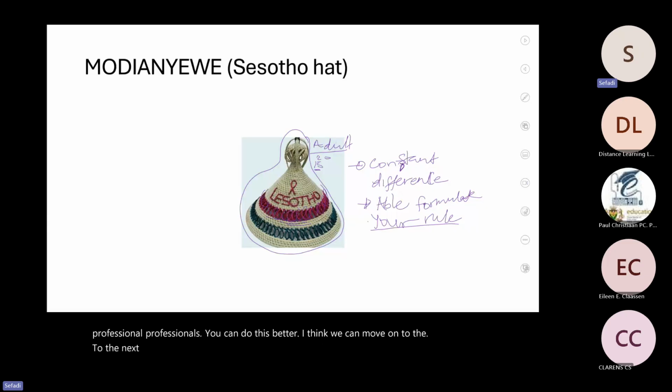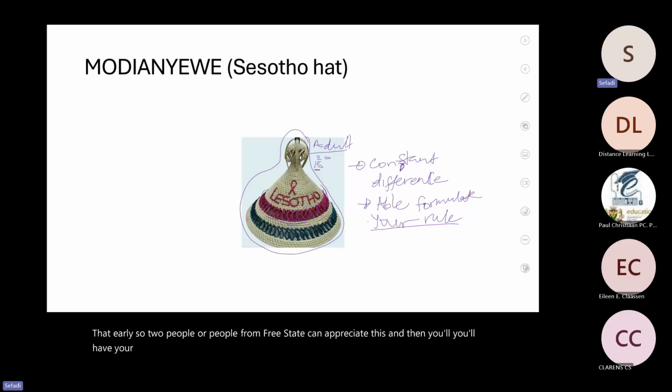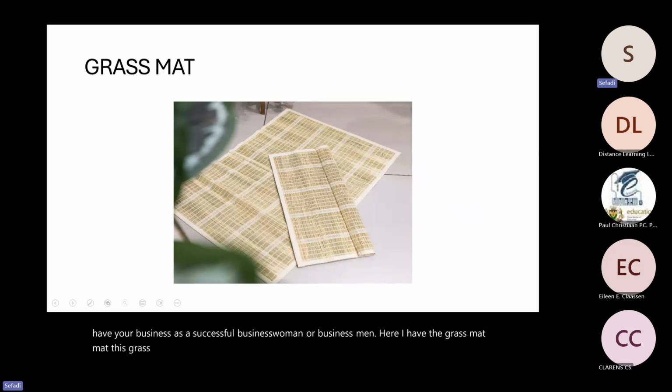Like this one, the Sesotho hat, you can come up with a new design of your own that Lesotho people or people from Free State can appreciate, and then you'll have your business as a successful businesswoman or businessman. Here I have the grass mat. This grass mat has small lines and big lines. You see, these ones are the big ones.